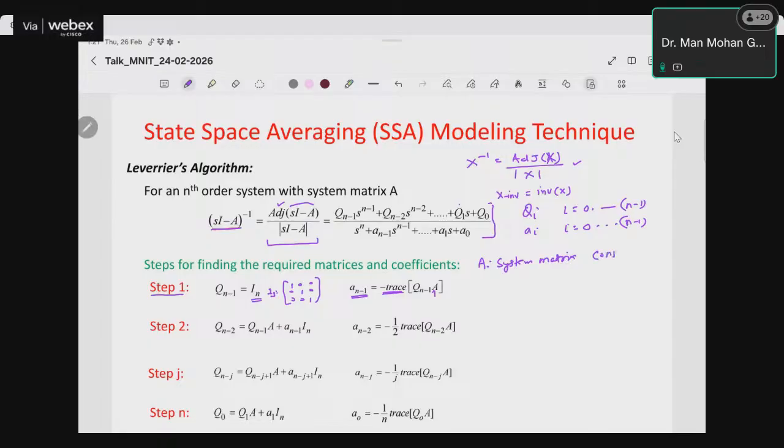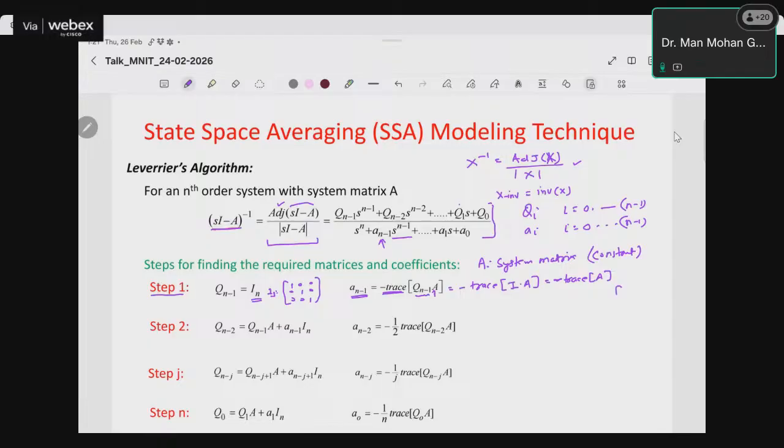This is constant once parameters are defined, right? Now A is known to us, and Q(n-1) A. So what is this? Minus trace. So Q(n-1) is I into A. Both matrices will get multiplied, and this is ultimately A itself, right? So the coefficient of S^(n-1) is a(n-1). This is nothing but the trace of A, we will find the trace of A and then take the opposite of that.